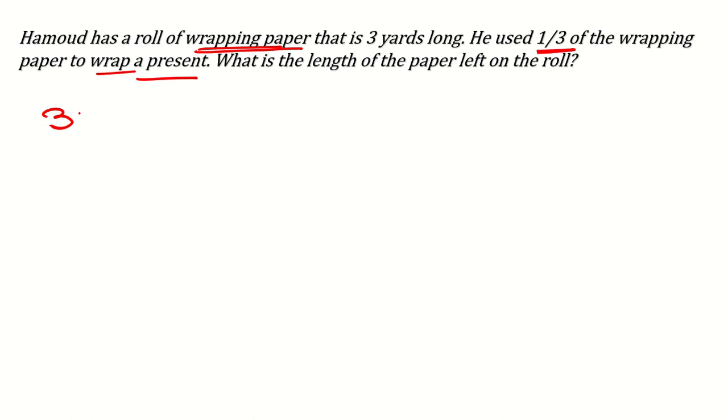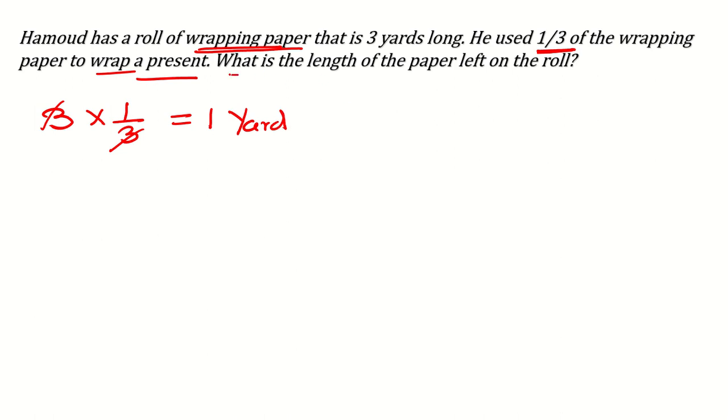1 over 3 of the wrapping paper. So "of" means multiply, and how much? 1 over 3. Now we'll simplify this. You see 3 up and 3 down, and they are in multiplication. So what will we do here? We will cancel them, and the answer will be 1. So 1 yard he has used.